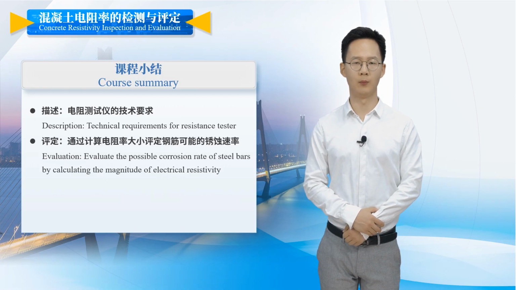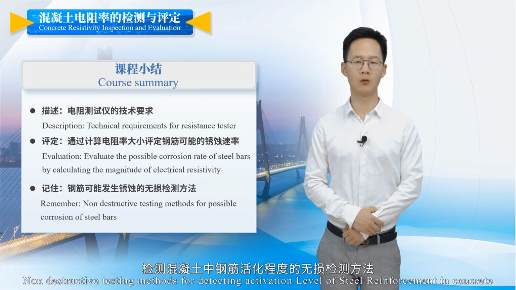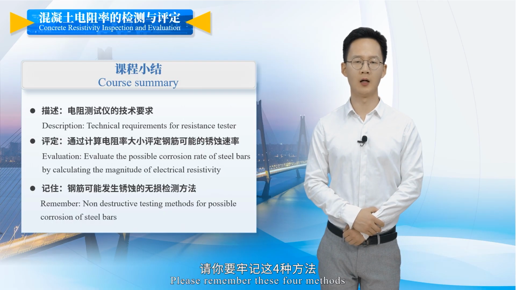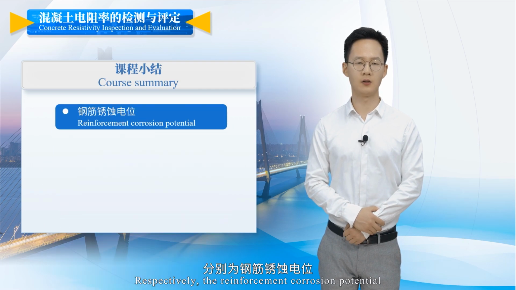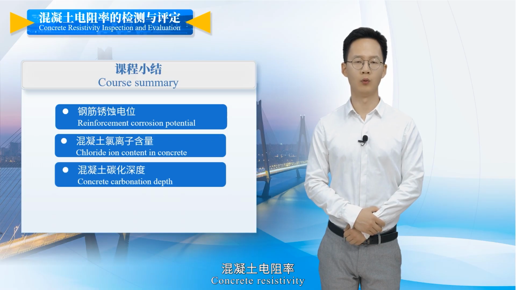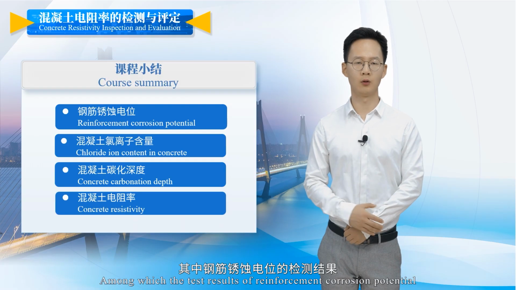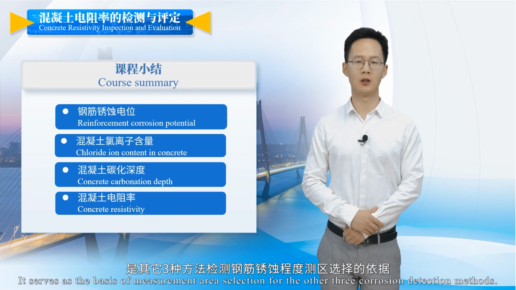Preliminary learning: we categorized and taught non-destructive testing methods for detecting the activation level of steel reinforcement in concrete. Please remember these 4 methods: the reinforcement corrosion potential, chloride ion content in concrete, concrete carbonation depth, and concrete resistivity. Among them, the test results of reinforcement corrosion potential serve as the basis for measurement area selection for the other 3 corrosion detection methods.